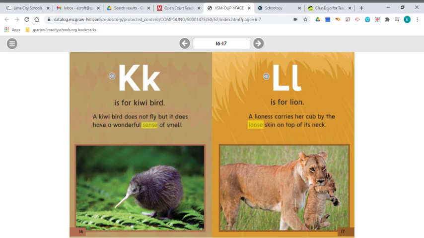And the next word is right on the very next page, and it's the word loose. A lioness carries her cub by the loose skin on top of its neck. Now, the lioness is the mom, the female, and she doesn't have all that hair around her like the daddy lion would, who has the mane. This is the lioness, and she carries her cub by the loose skin on the top of its neck.